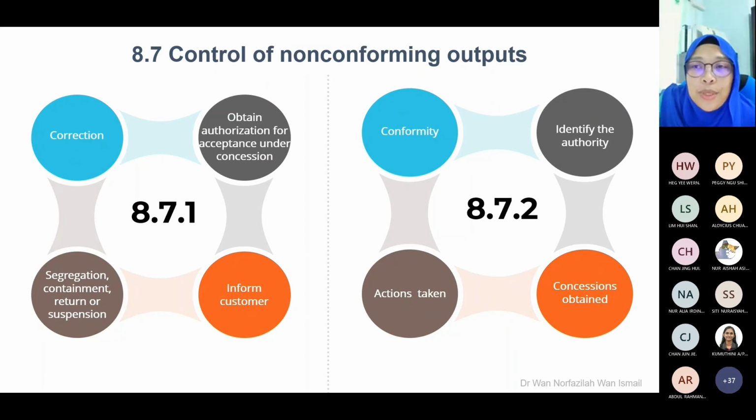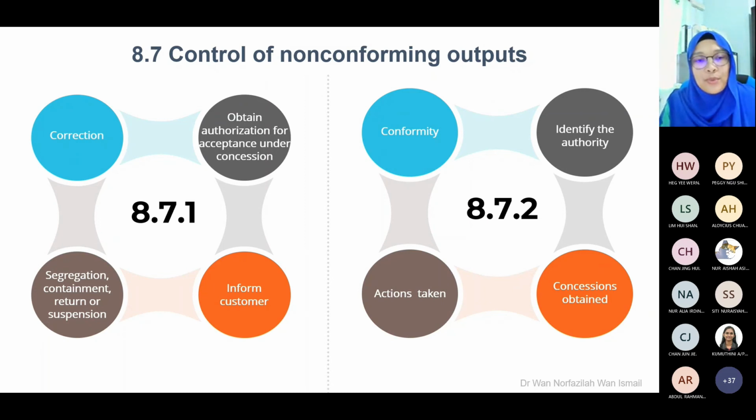Okay, if no, now we are moving on to 8.7, which is control of non-conforming outputs. So last time you already heard about non-conforming, NC, which means that anything that didn't fulfill the requirement of ISO 9001, non-conforming outputs. So how to control? Yes, we know that no one is perfect. So there must be non-conforming outputs at the end. Kalau tak banyak, sikit mesti ada. So how to control, so that you still fulfill the requirement of ISO 9001.